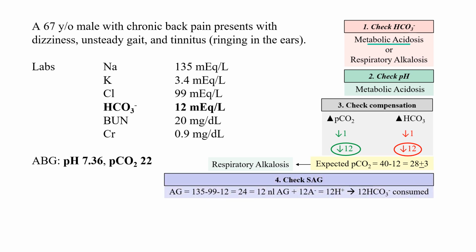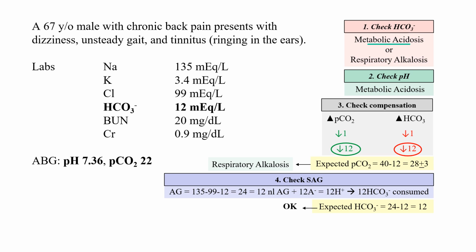Step 4. Calculate serum anion gap. It is 24, which means we have 24 minus 12, or 12 extra anions or acids around. The 12 acids are expected to consume 12 bicarbonate. The expected bicarbonate would therefore be 24 minus 12, or 12. Comparing the expected bicarbonate of 12 to the actual bicarbonate, which is also 12. We are within range, so we do not have another acid-base disorder.